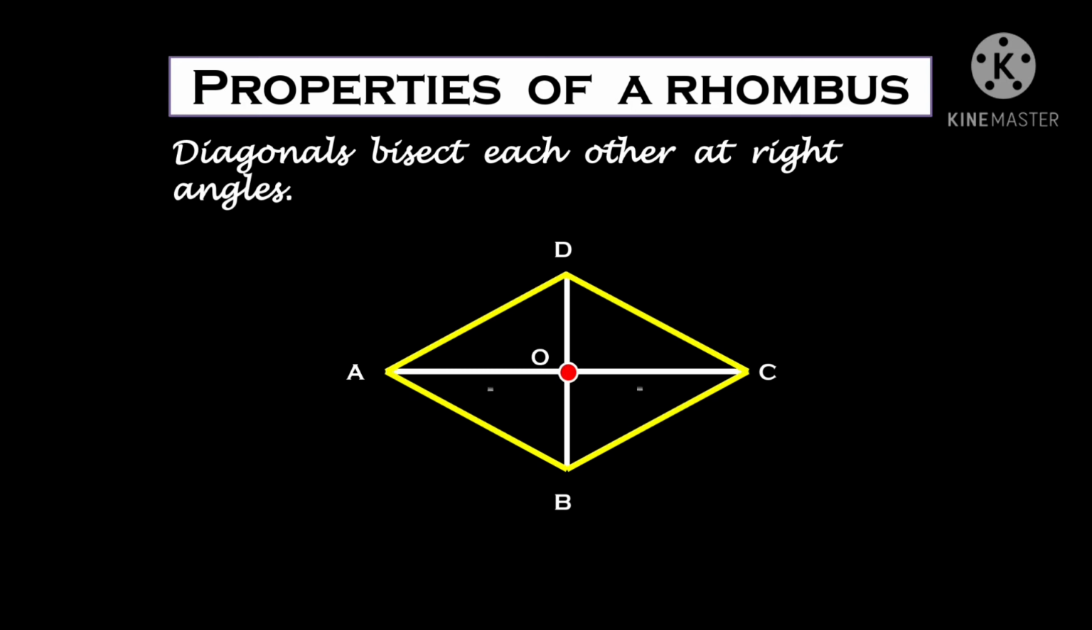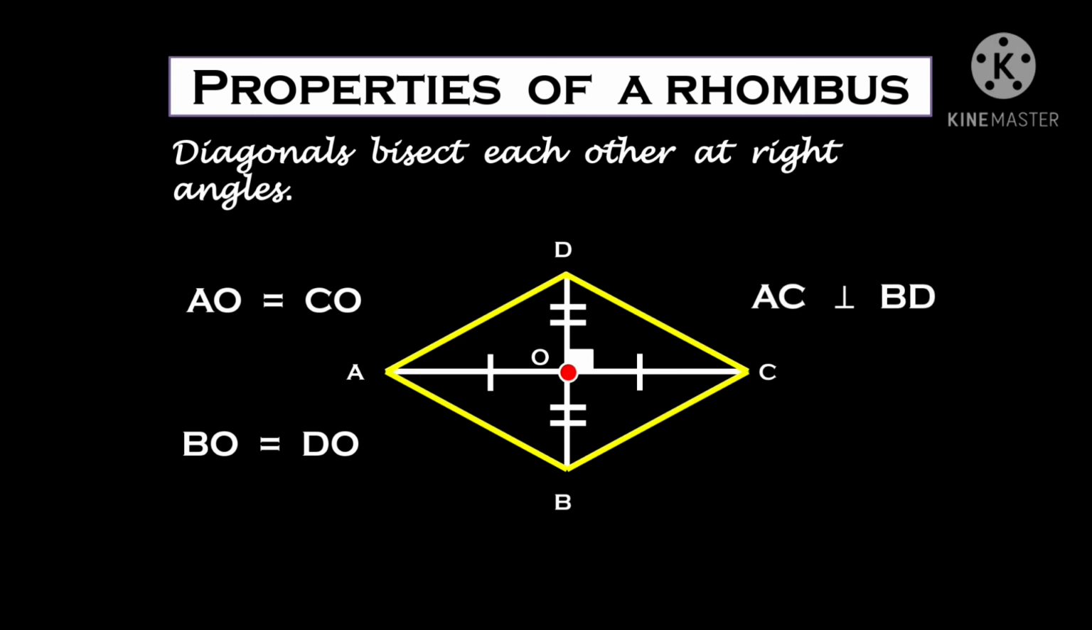So let's see first the diagonals, they bisect each other. So AO equals CO and BO equals DO. This is the diagonals bisecting each other. Next, they bisect each other at right angles. That means AC is perpendicular to BD. So they form a 90 degree angle. The diagonals AC and BD form a 90 degree angle. So they bisect each other at right angles.